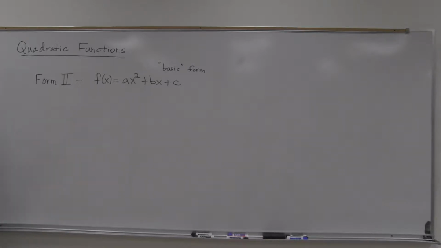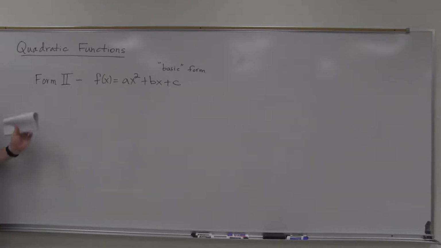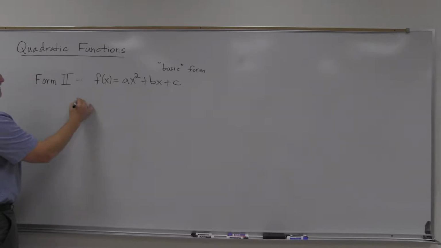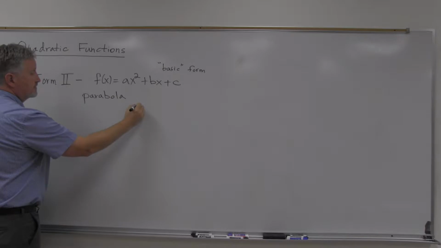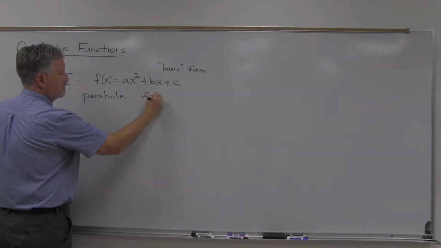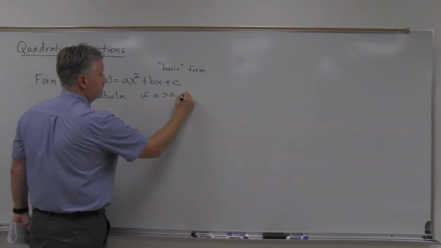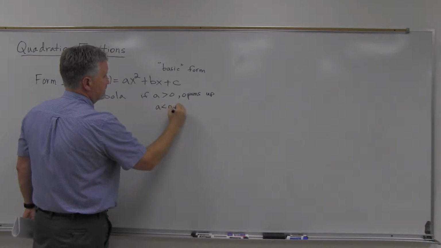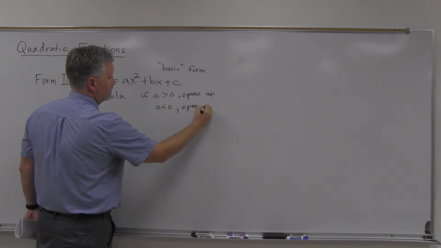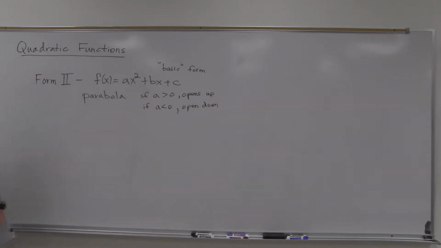All right. So yeah, we know it's still x squared, so it's still a parabola, and it's still going to be shifted off of the 0, 0 vertex, but the a still determines. If a is greater than 0, it opens up. If a is less than 0, it opens down, so that's the same. So that's good news there.